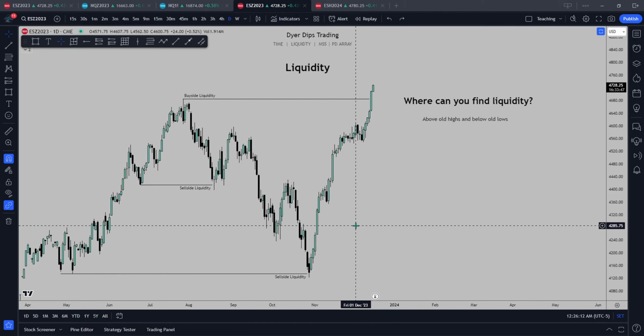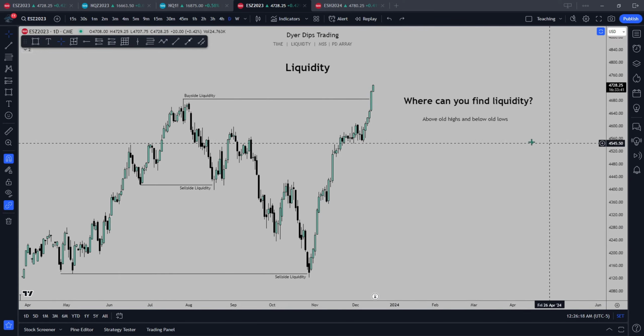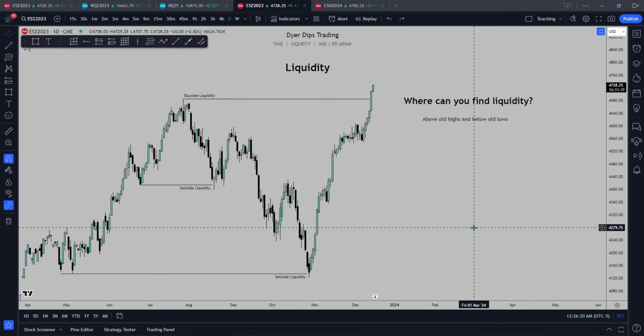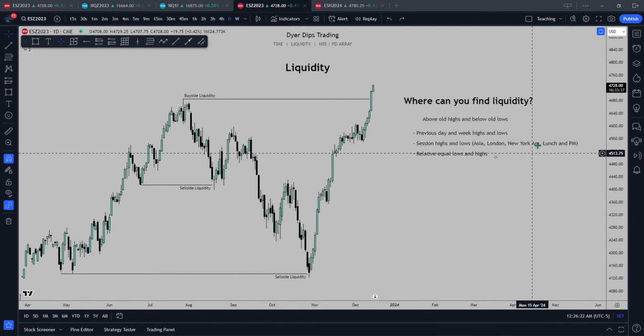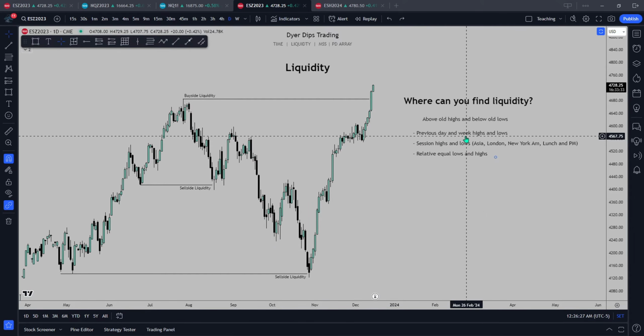But are all of these made equal? Well, no. Although they all hold liquidity, not all of them are as important as some other ones might be. So to clear these up and really refine down your liquidity points, I like to use these specific points on my chart. So in order to get off this chart and actually into some price action, let's first take a look at this first example here, which is going to be previous day and week highs and lows.